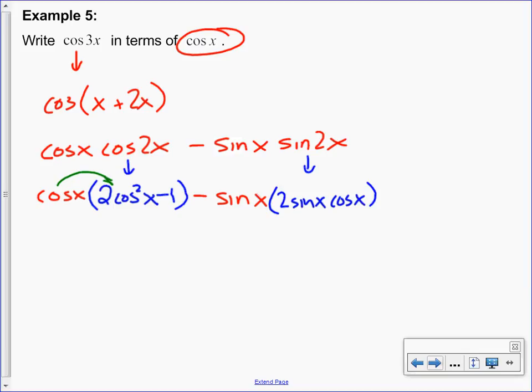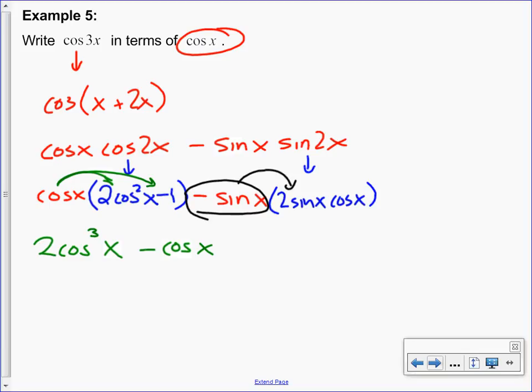Cosine times 2 cosine squared gives 2 cosine cubed x. Cosine times negative 1 is negative cosine x. Negative sine times 2 sine, negative. And negative sine times cosine would be negative sine x cos. Did I miss something? Okay. Oh no, we're good.